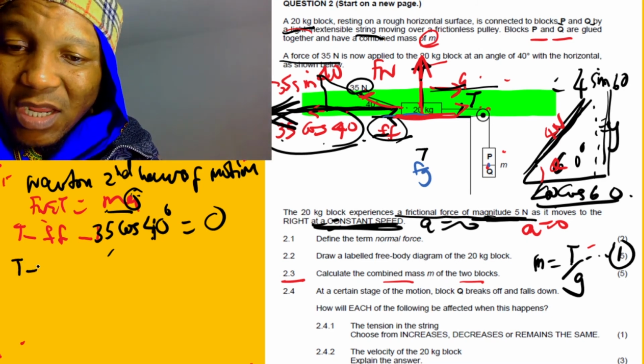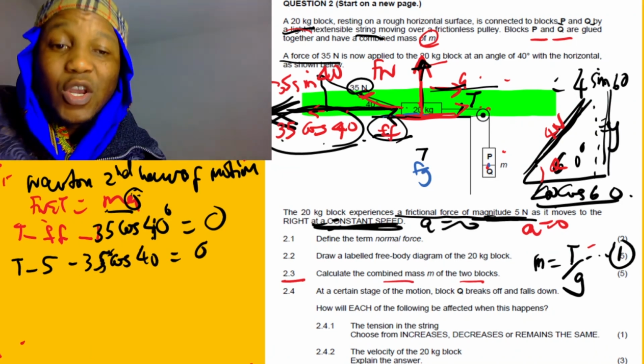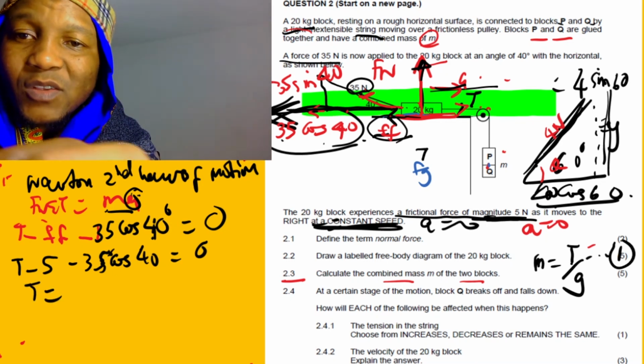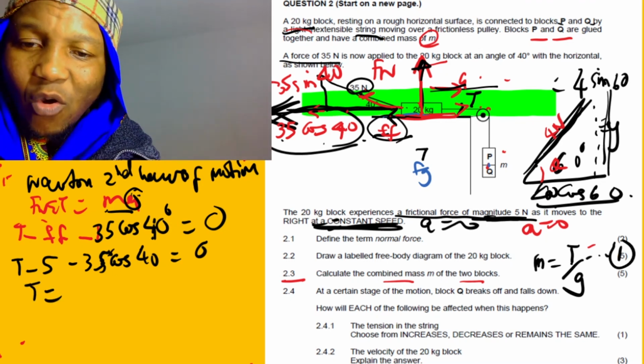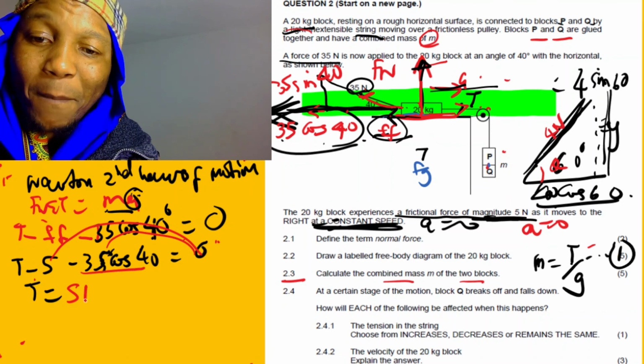So we want to get tension: tension minus 5, minus 35 cos of 40, equal to 0. So let's get the tension. This stuff is going to go over to the other side. So this negative is going to become positive, and this negative is going to become positive when you go over.